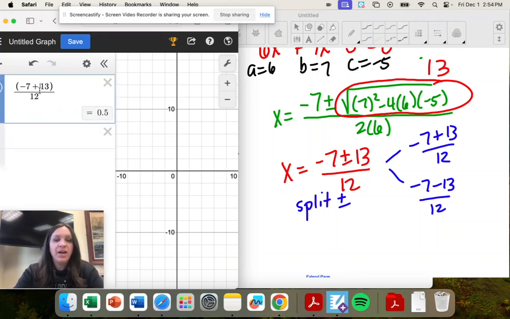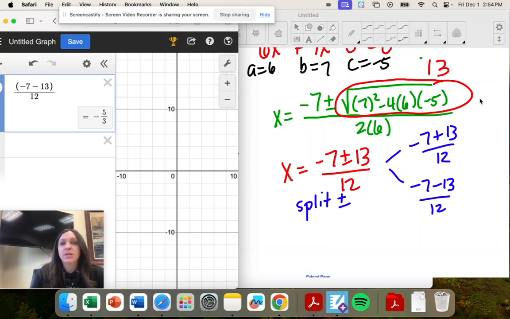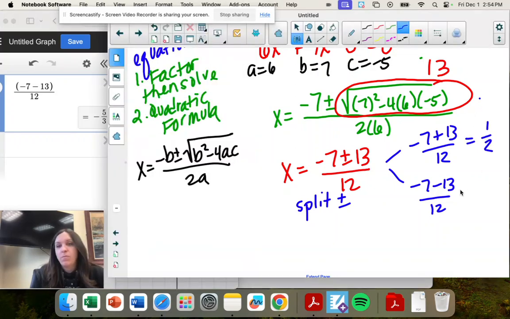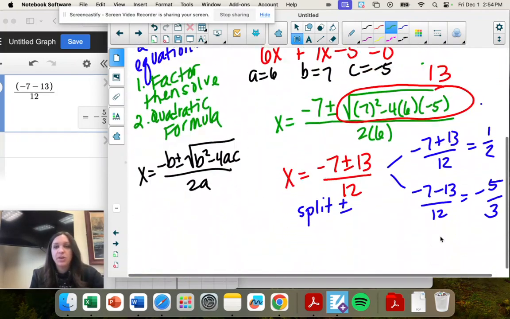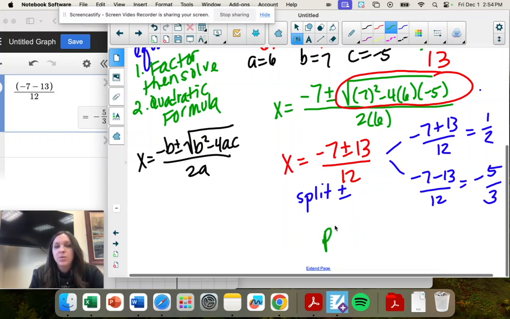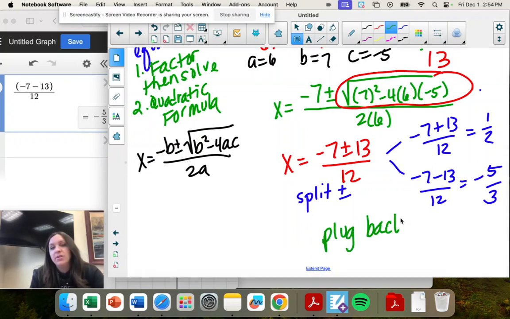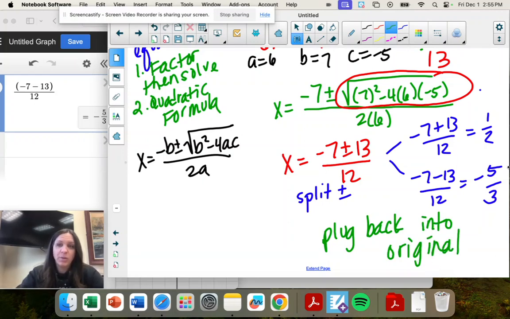So 0.5 and negative 5/3. So the thing with logs is the argument can't be negative. So with these two answers, we have to plug back in to the original equation to see if one of them is extraneous. I'm thinking one of them will be.